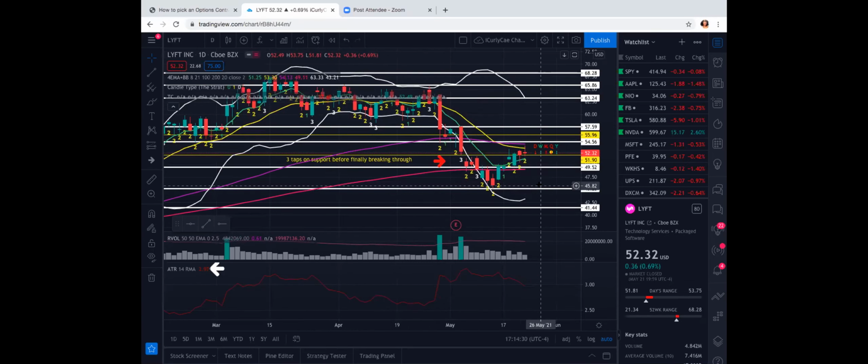So I have my lines of support and resistance drawn here. And let's just say I'm thinking that Lyft is going to make a move to the upside, right? That's what I'm factoring in. It's going to make a move to the upside.